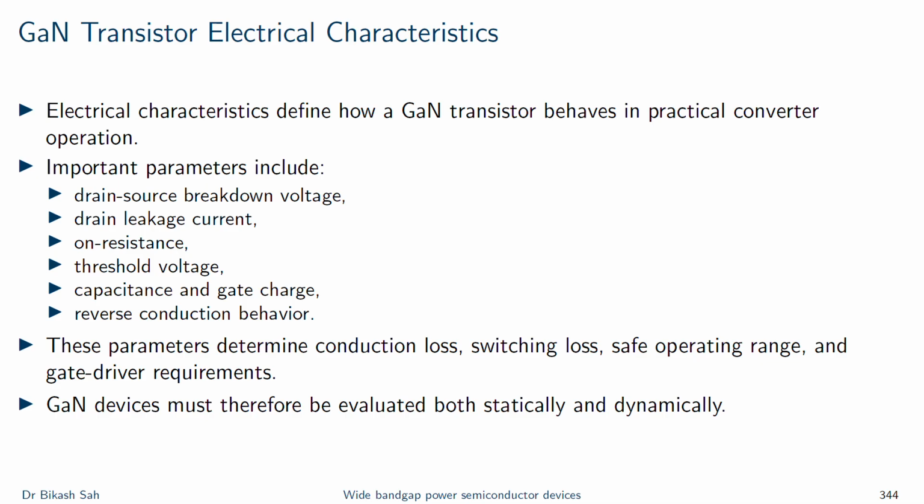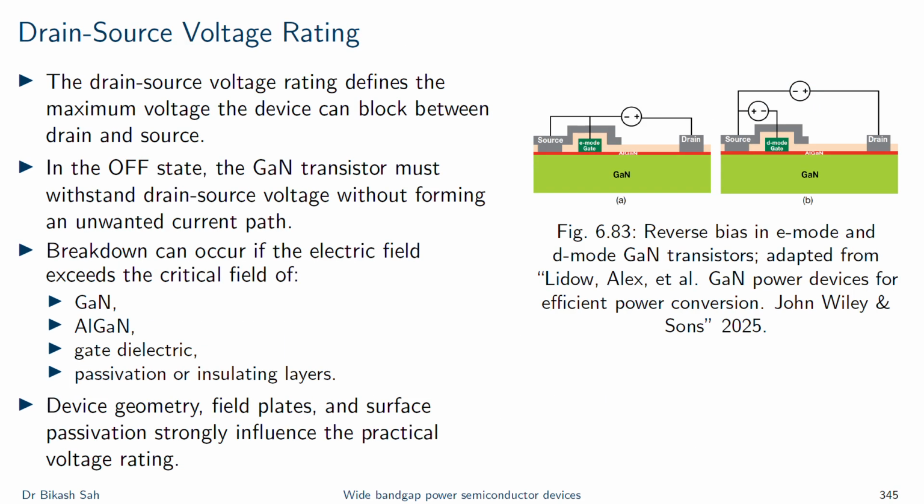It is tempting to compare GaN devices only by RDS(on) because conduction loss is easy to understand, but as I mentioned, this is totally incomplete, right? A low-resistance device with high capacitance may actually perform very poorly at high frequency. A device with low threshold voltage may be very difficult to work with in a gate drive circuit, and a device with excellent static leakage may still show dynamic problems. Therefore, GaN devices must be evaluated both statically and dynamically. This is exactly what we are going to learn in the next few slides.